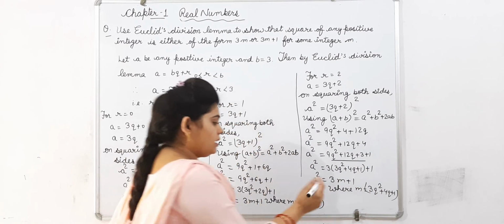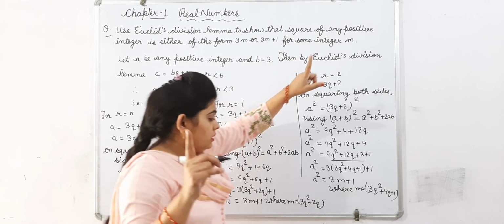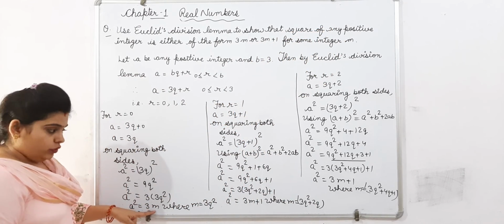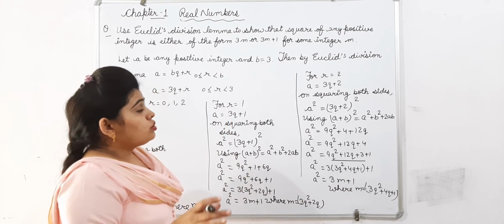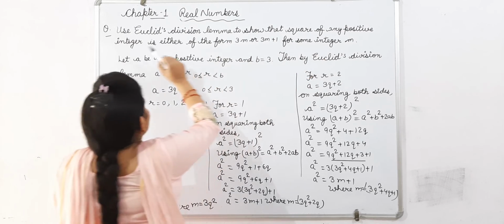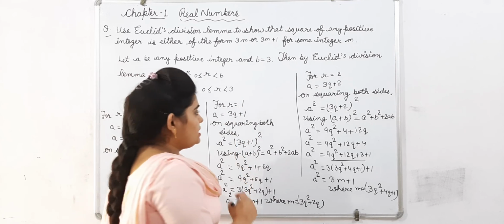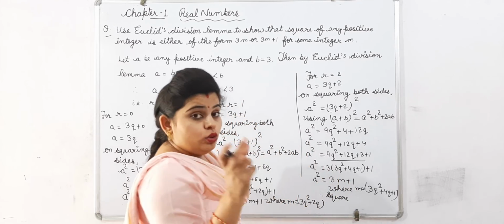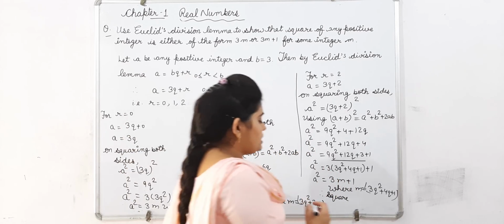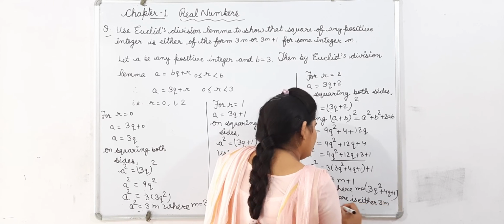So what will be our next answer line? Yes, look, it is in the form of 3m, and it is in the form of 3m plus 1. So square of any positive integer is either of the form 3m or 3m plus 1. We have to write this answer line. So square of any positive integer is either 3m or 3m plus 1; you have to write it in full.